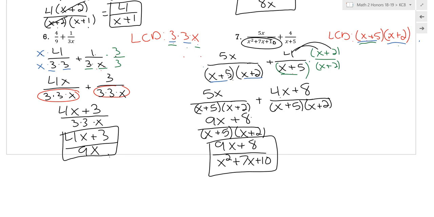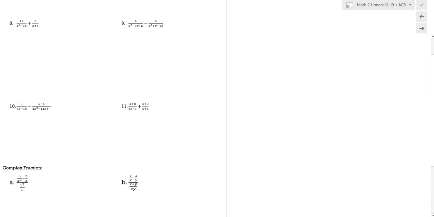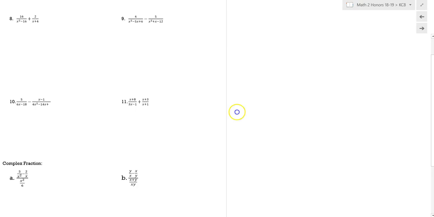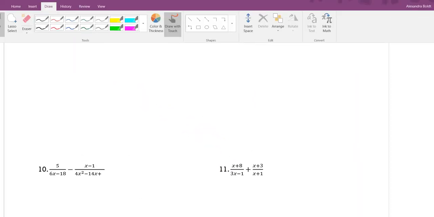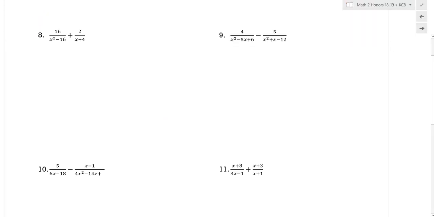All right, go ahead and turn the page. We're going to do, I believe, 2 more problems. Looking at number 8, I'm going to start by factoring it. We have 16. Difference of squares, right? So this is x plus 4 over 2 times x plus 4.